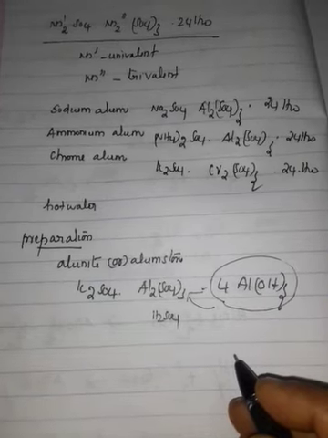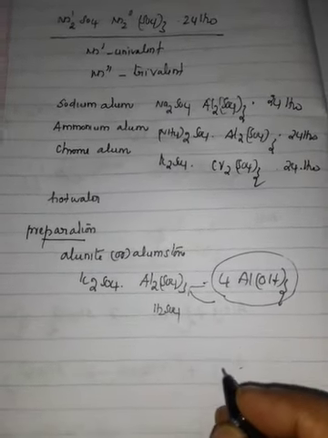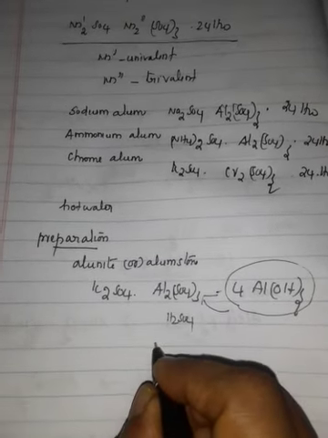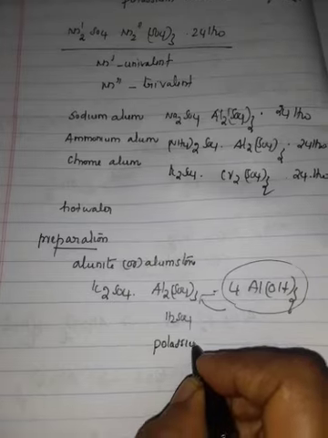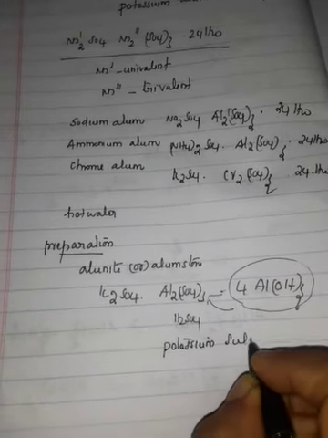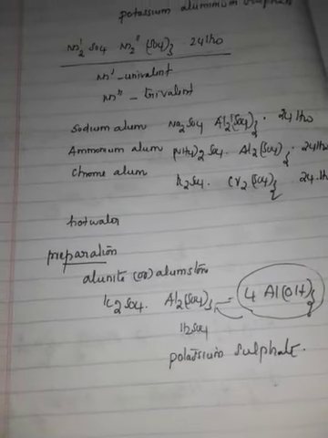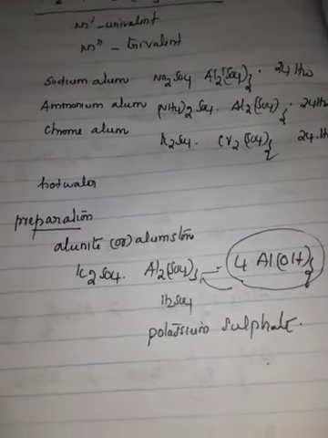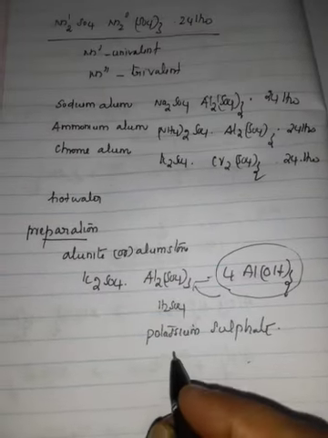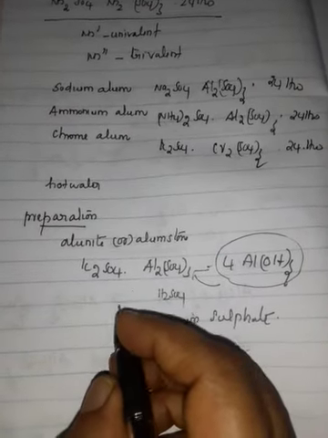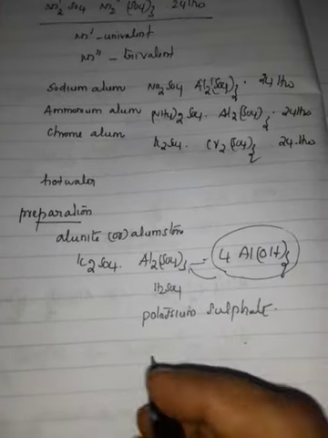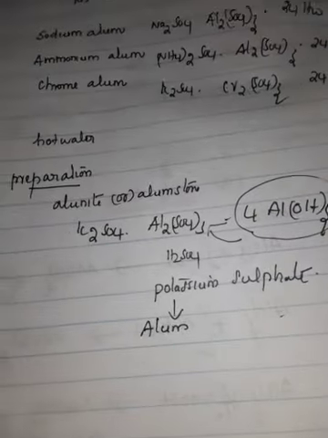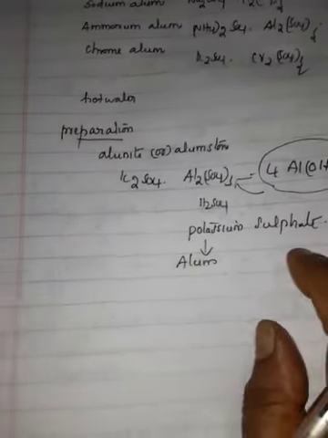In the second step, a calculated quantity of potassium sulfate, K2SO4, is added, and the solution is crystallized to generate potash alum. So at last we are getting the alum. It is purified by recrystallization.